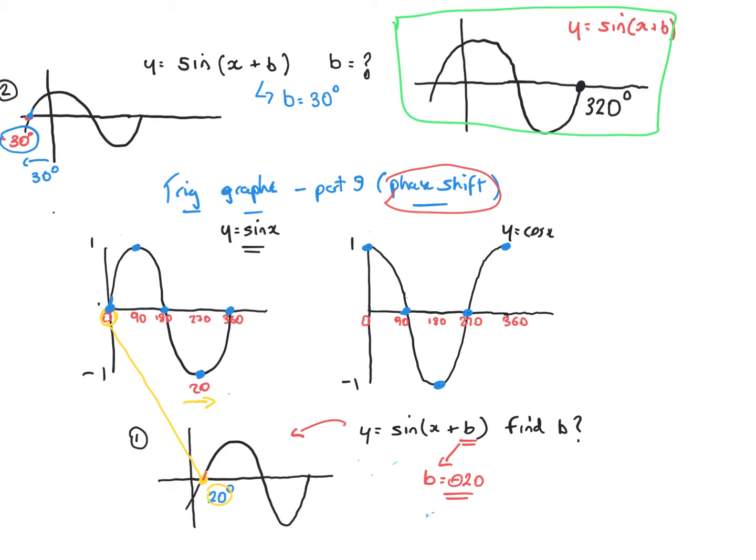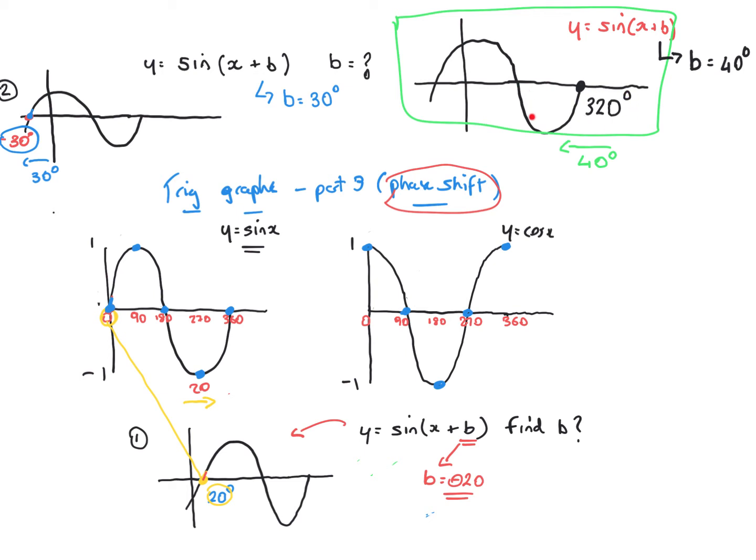That means it's been pulled back. It's been pulled to the left by 40 degrees. So it's been pulled in the negative direction, which means B is plus 40. So it's looking for these anchor points here of either 0, 90, 180, 270, 360.